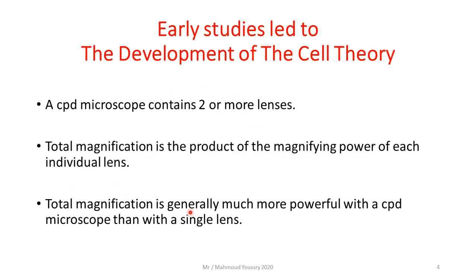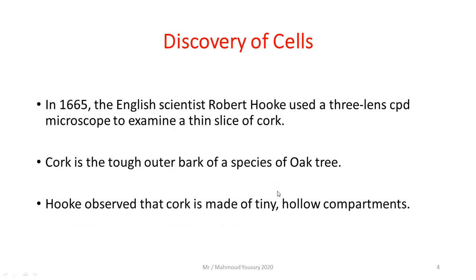The total magnification is generally much more powerful with a compound microscope than with a single lens microscope, because we are adding the magnifying power of each lens. So this will be much greater than the magnification of a single lens.